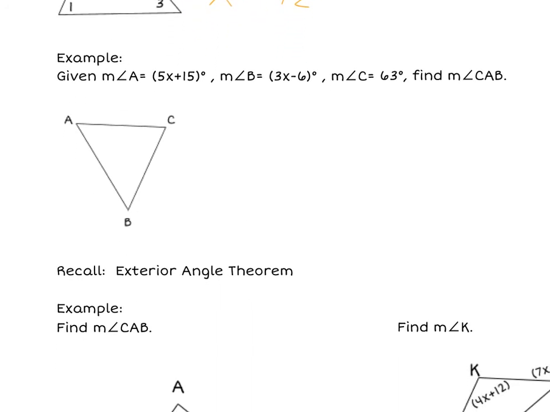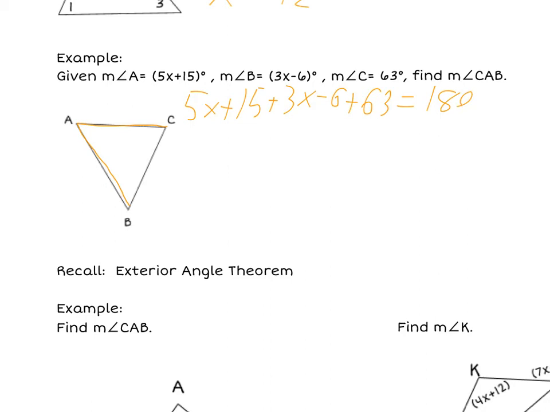Next, given that the measure of angle A is 5x plus 15, the measure of angle B is 3x minus 6, the measure of angle C is 63, find the measure of CAB. So the measure CAB is what we're looking for at the end of this. First things first, we have to find our x value. We're going to use, once more, the internal angle rule, such that 5x plus 15 plus 3x minus 6 plus 63 must equal 180, because 180 degrees in a triangle.